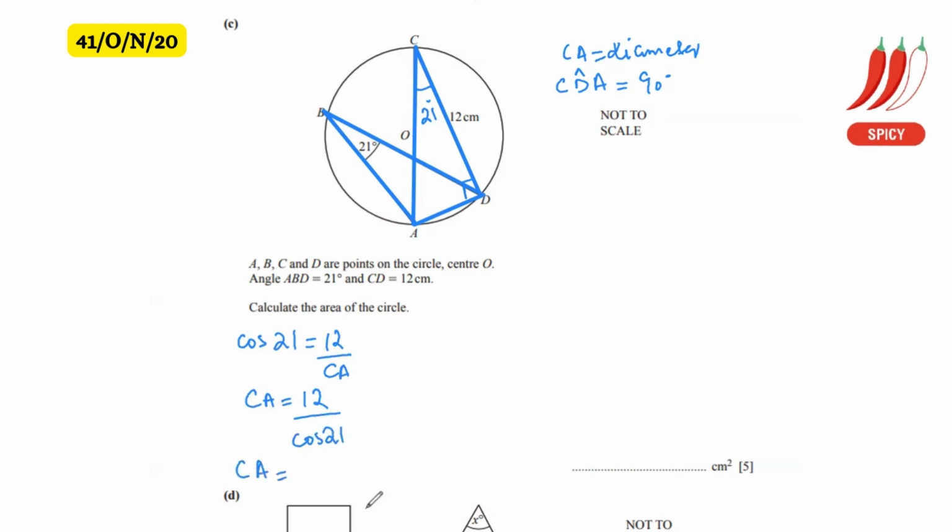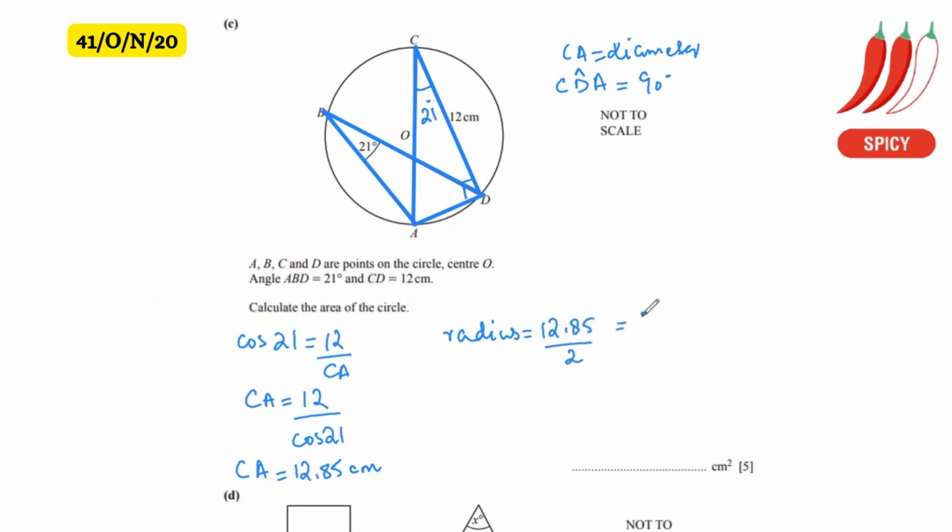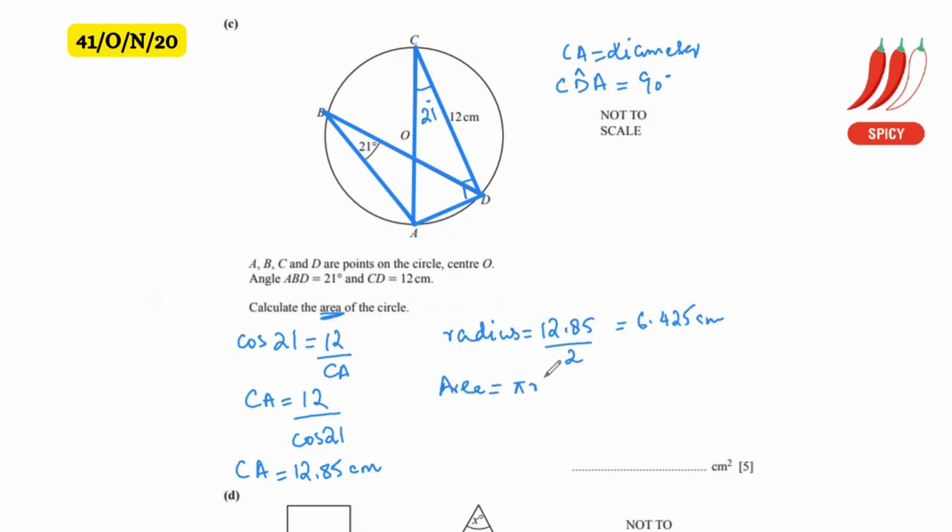And that gives us 12.85 centimeters. Now radius is half of the diameter, which gives us 6.425 centimeters. Since the area is what they're looking for, area has the formula of pi r square. So pi times 6.425 squared, and that will give us 129.6 centimeters square. That is your answer.